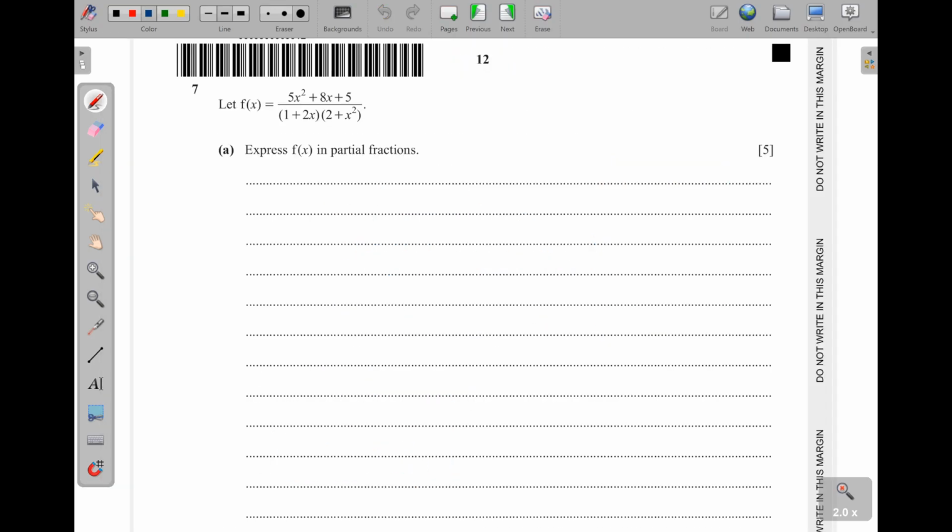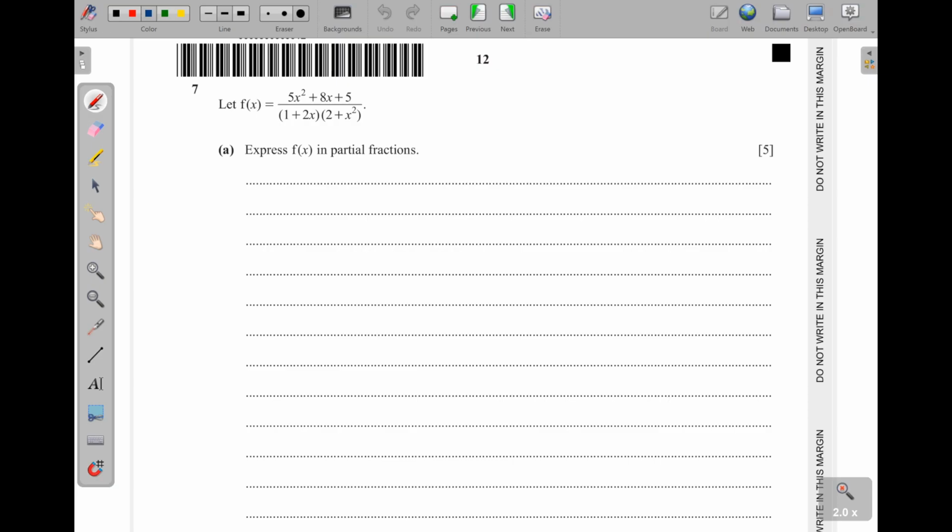Question 7. Let f of x equal to 5x squared plus 8x plus 5 out of 1 plus 2x into 2 plus x squared. Part A, express f of x in partial fractions. Now, if they give you partial fractions as the first part, expect the next part to be from binomial expansions or from integration. But since we have already seen integration, this one can be binomial expansion.